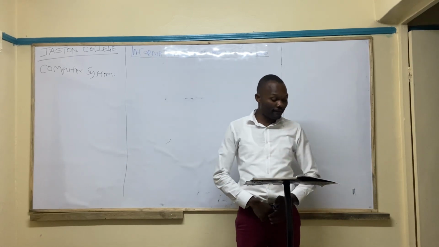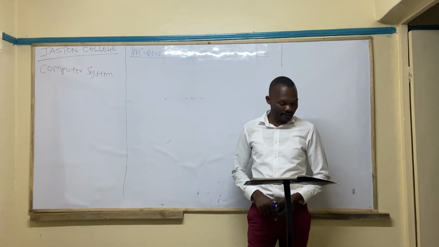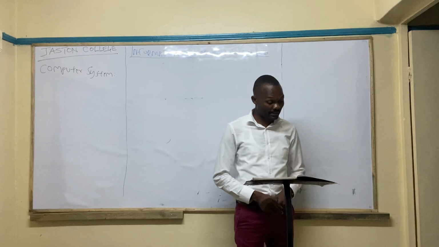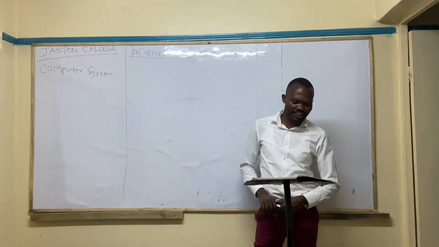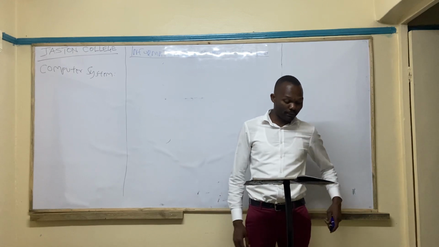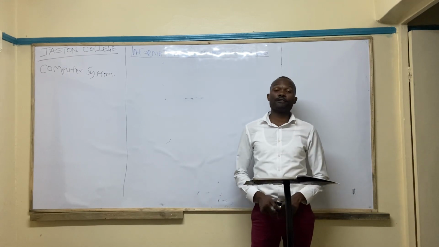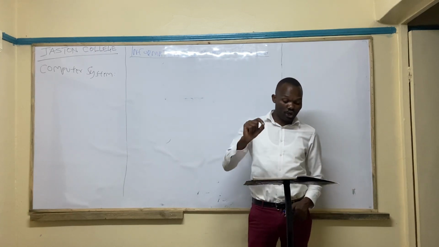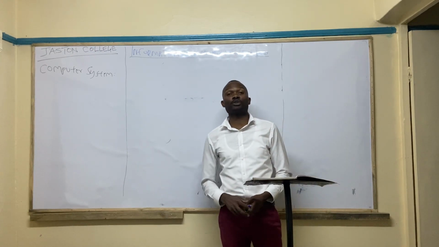Then number five, overview of information systems, that is the definition, why organizations may introduce information systems, information management factors, types of decision, why organizations require information systems, components of information systems, types of information systems, and then the role of information systems in an organization.